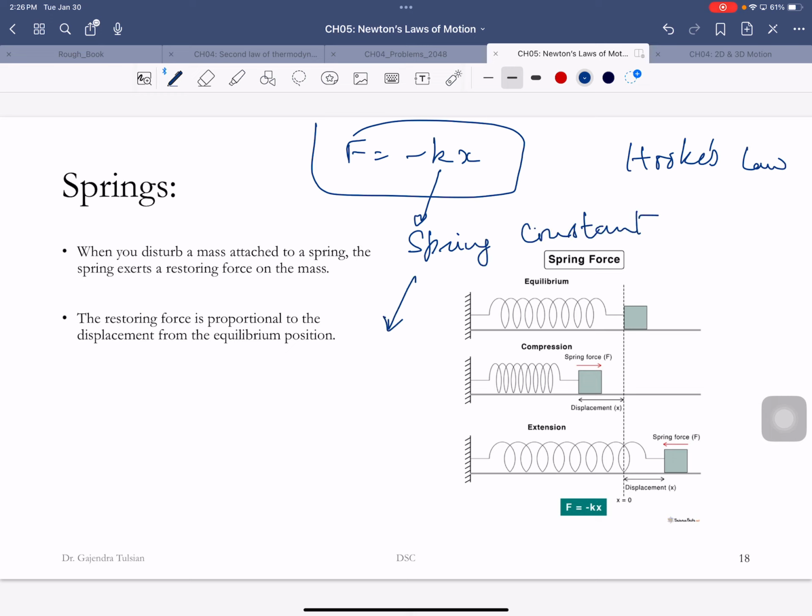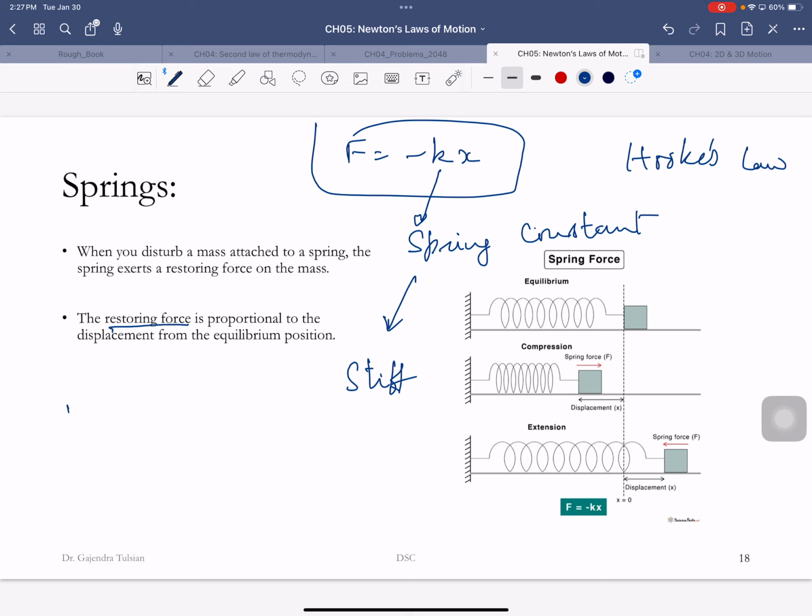And it tells you how stiff the spring is. The stiffer the spring, the greater the spring constant. The greater the spring constant, the greater the force it can apply for a given stretch. But the spring is always trying to bring you back to the equilibrium position. So that's why it's called a restoring force.